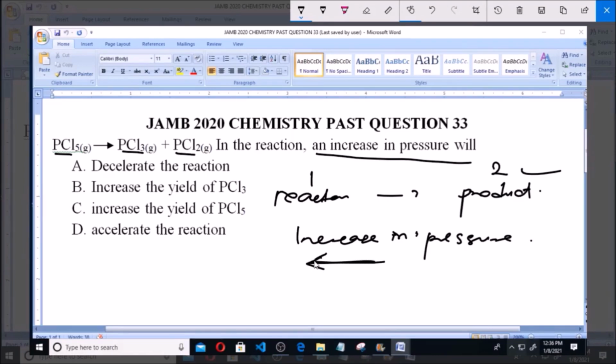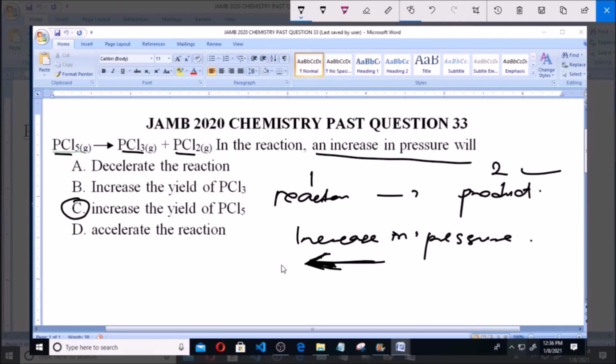Increase in pressure will favor the backward reaction because the backward reaction is less in terms of amounts compared to the forward reaction, and so increase in pressure will tend to favor the backward reaction that has a lesser amount of substance, which is the reactant, and that is the phosphorus 5 chloride. So it will increase the yield of PCl5 and not PCl3 because the amount of the product is more than the amount of the reactant, and so increase in pressure will increase the yield of PCl5.